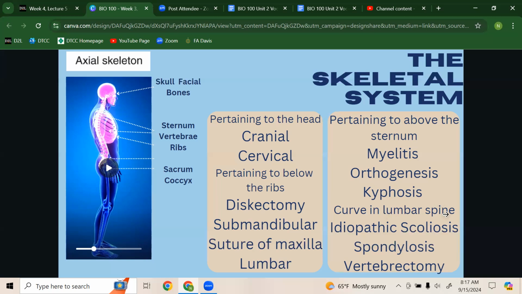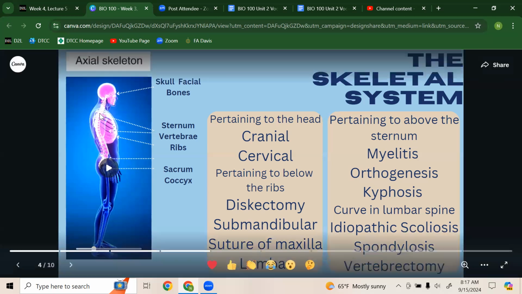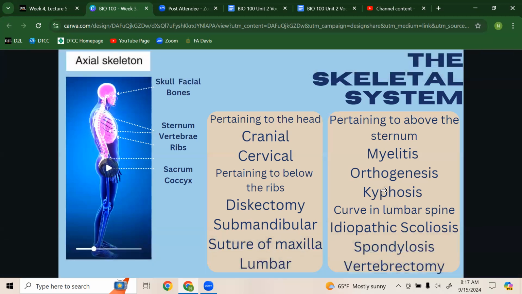And then this curve in our lumbar spine goes the opposite way of our thoracic spine. That's called lordosis. So we have lordosis in the lumbar spine, kyphosis in the mid back, and then we have lordosis in our cervical spine, or our necks. So kyphosis is this rounded posture. Lordosis is kind of this arched look.